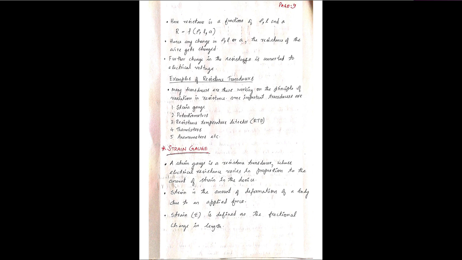Further, the change in resistance is converted to electrical voltage. I told you in a resistance transducer there will be a change in resistance, and that change of resistance will be converted into an electrical output or electrical voltage. Examples of resistance transducers are strain gauge, potentiometer, resistance temperature detector or RTD, thermistors, anemometer, etc. In that, we are going to study the strain gauge.